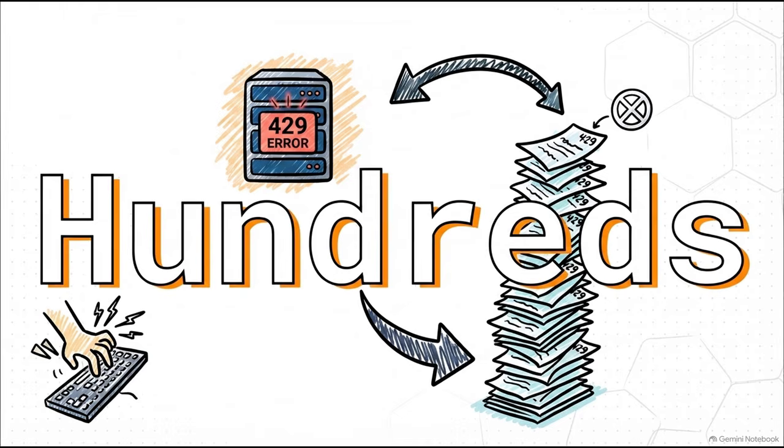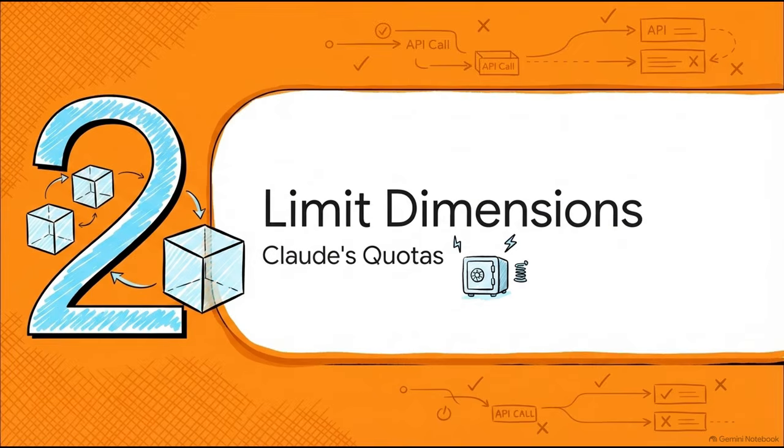The key stat you really need to understand here is hundreds. A single mishandled 429 response, meaning your code retries immediately without reading the retry-after header, can generate hundreds of follow-on 429s every single minute. You're literally just stacking the request queue higher and higher while absolutely zero real work gets done.